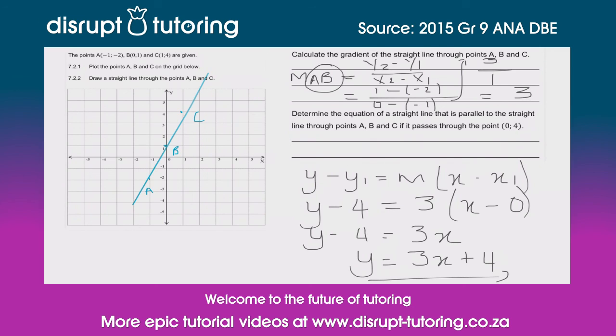Now, what can we say about this equation of a straight line? Well, we can say that we know that 3 is the gradient, which is making it parallel to the line that we've got in this question here. And because the c is 4, we know that it's going to cross or cut the y-axis at the point 0, 4.